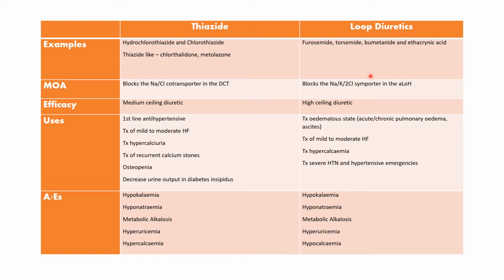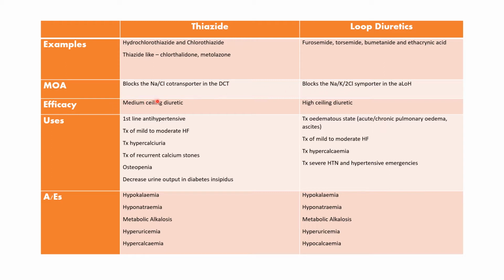Furosemide, remember, has venodilatory effects, so it can dilate our veins. Torsemide is the longest acting loop diuretic. Bumetanide is the most potent loop diuretic. And ethacrynic acid is the one that has ototoxic effects. It could affect the ear and the auditory nerve, because the inner ear contains the sodium potassium 2-chloride importers as well. Okay, so I hope that makes sense.